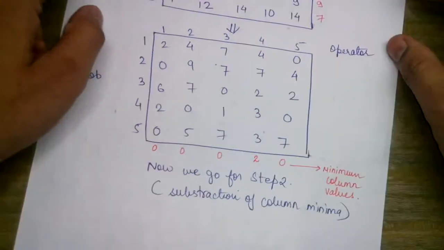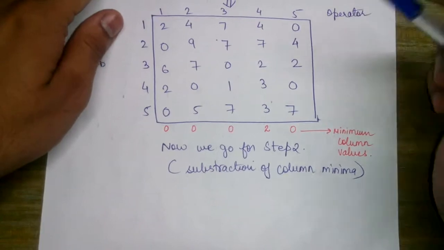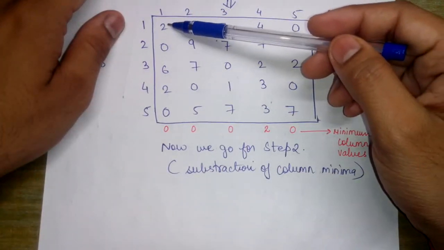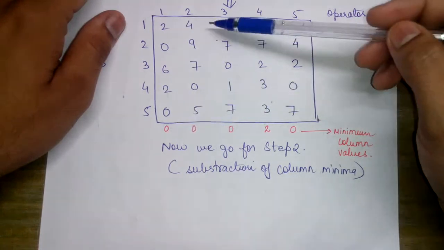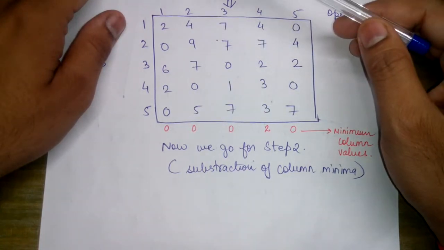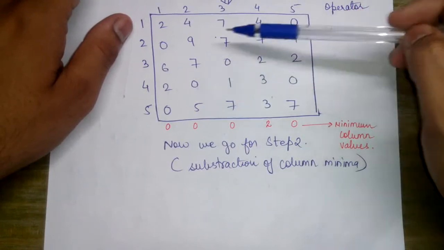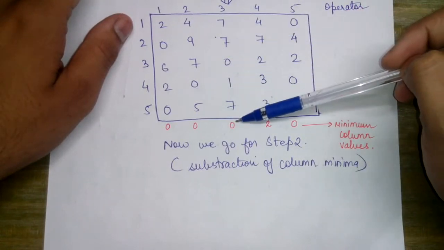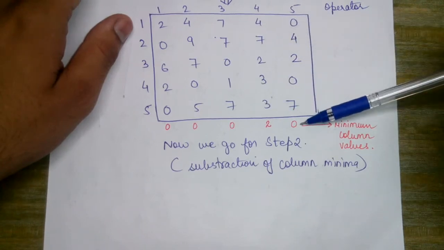After applying the row minimum, we now go for the column minima. We see the minimum value in each column. For this column we have 0, for this also 0, for this column the value is 2, and for this column the value is 0. So first we apply the row minima and then the column minima.